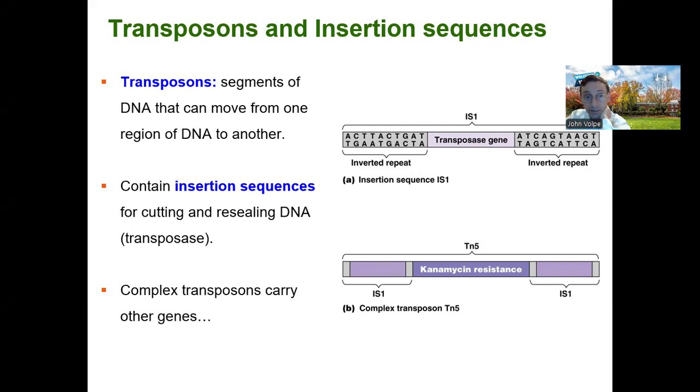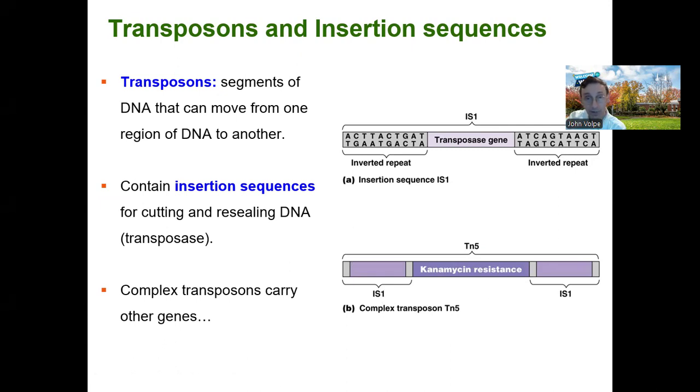But there can be complex transposons which carry other genes. Tn5 is a complex transposon, and it can move a kanamycin resistance gene around in the DNA. A complex transposon usually has a transposon on this side of the inserted gene, and another transposon on this side of the inserted gene. And then this unit acts not as two transposons, it acts as one unit, as one transposon.